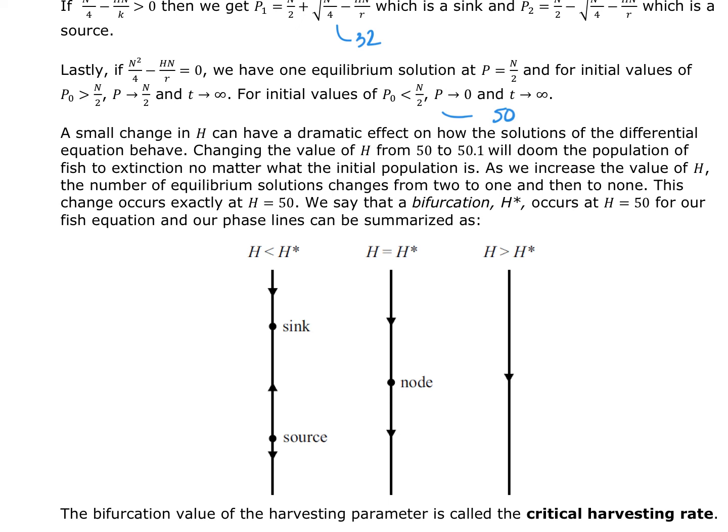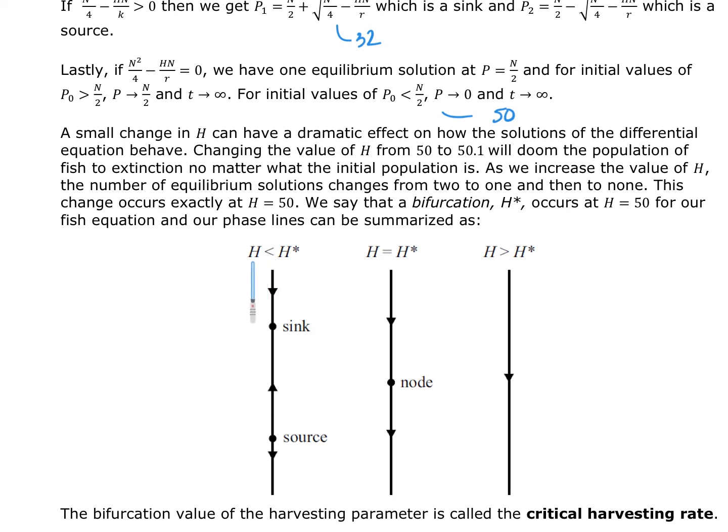If I just change the H value, the amount that I'm going to harvest, from 50 to 50.1, we're going to doom the population of the fish to extinction no matter how big the initial population was, up to 100, because that's the carrying capacity. So whether I started out with 199 fish or 52 fish, as soon as I harvest 50.1 fish, obviously you can't have 0.1 of a fish, I have just doomed my population.